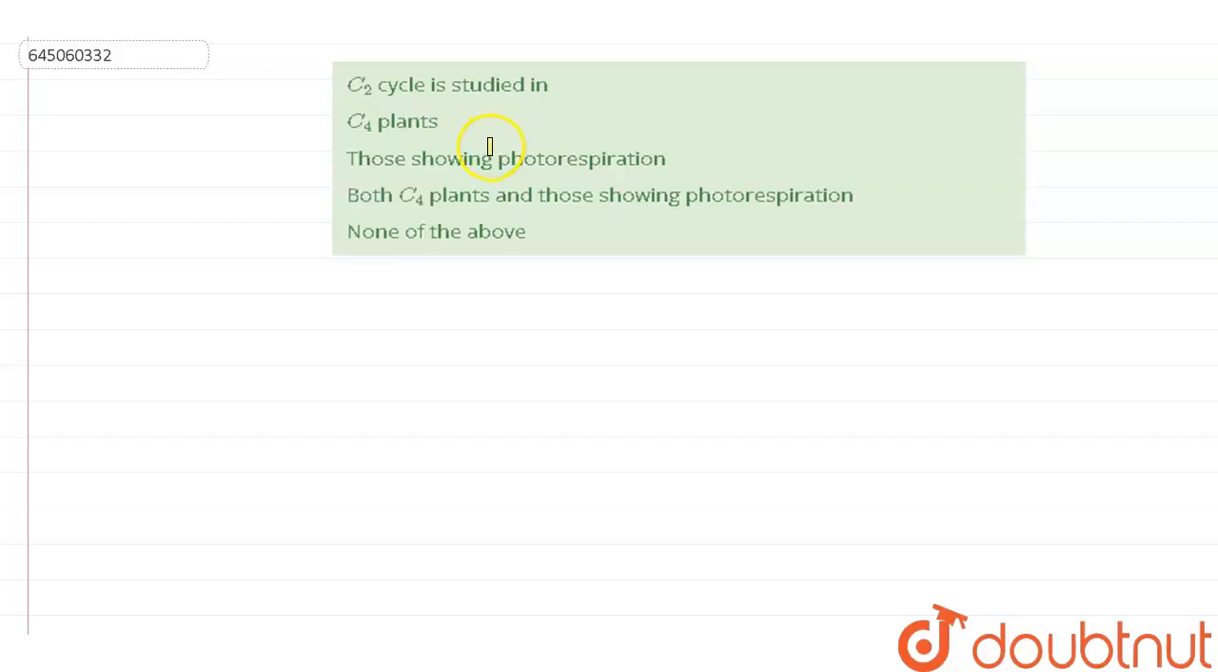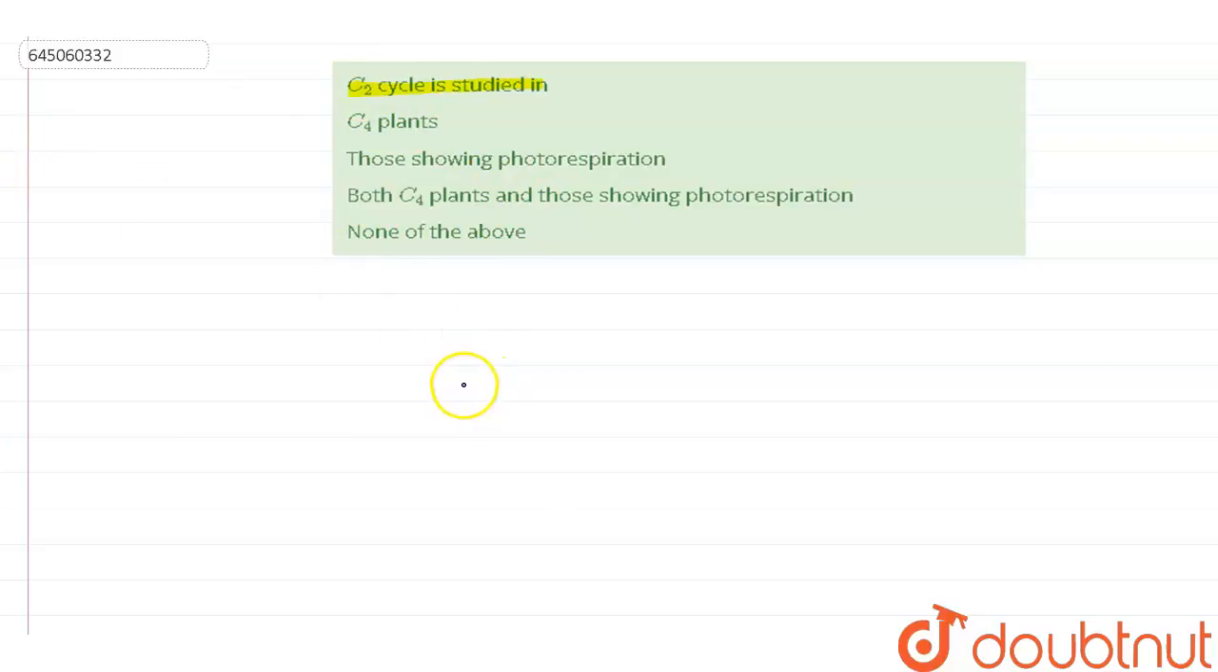Hello everyone. The question that we are going to discuss now is: C2 cycle is studied in, and the options are: first is C4 plants, second is those showing photorespiration, third is both C4 plants and those showing photorespiration, and fourth is none of the above.